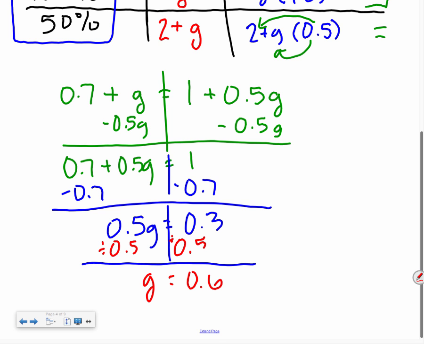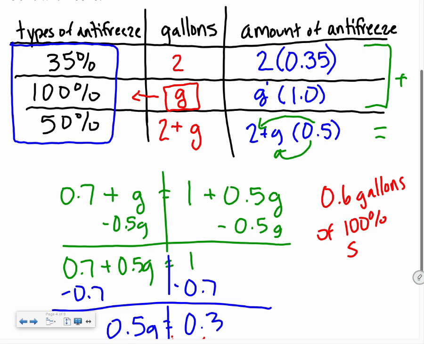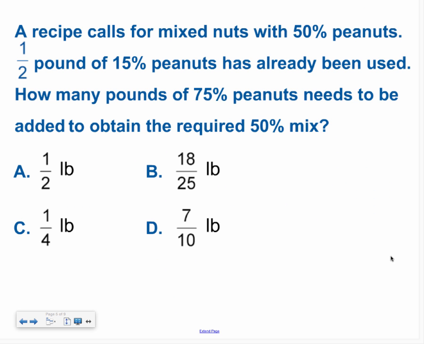What does G represent? Let's go back. G represents the number of gallons of the 100% solution. So we need 0.6 gallons of 100% antifreeze. Sorry, we're dealing with antifreeze. And that is my answer. Go ahead and try this one on your own, see how you do.